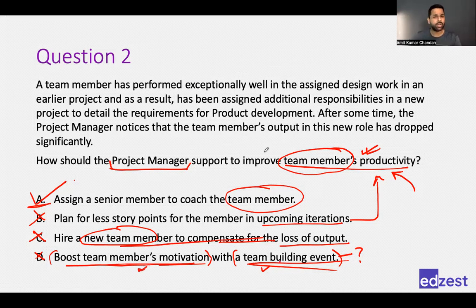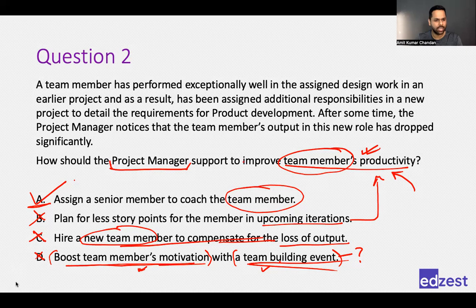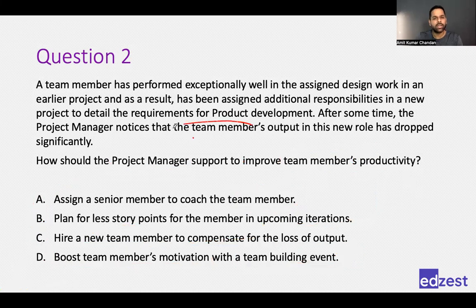And one important thing that you should start spotting is the shift in the scope of the question. So while answering the question, do you notice the shift in the scope of the question stem and options? What do you mean by this? Shift in the scope of question. See, question is completely talking about team members throughout. So scope of the question is limited to the team member.